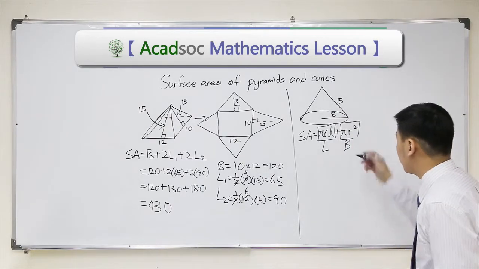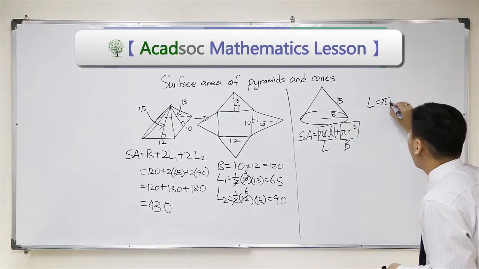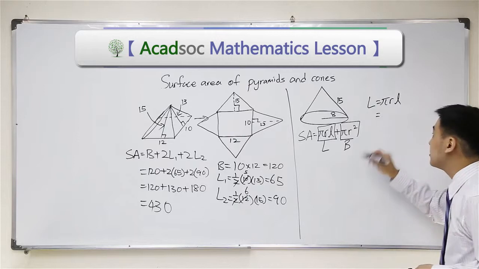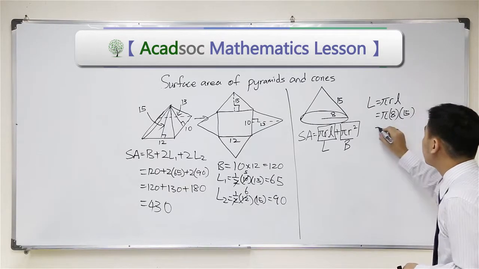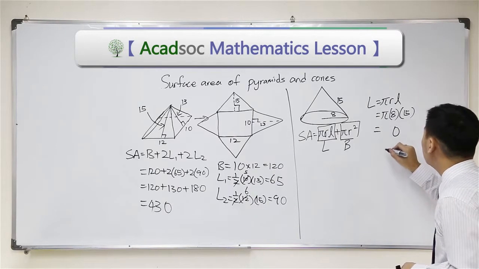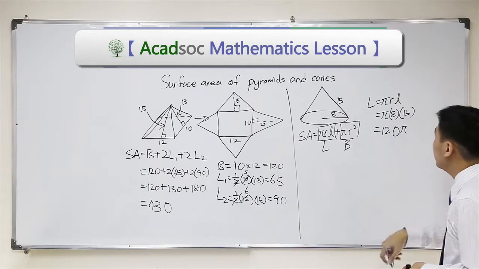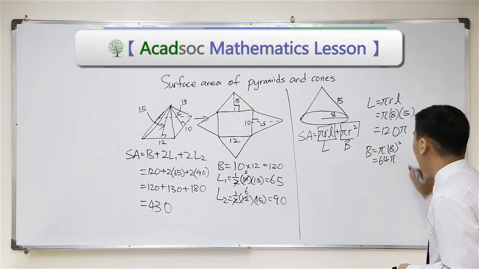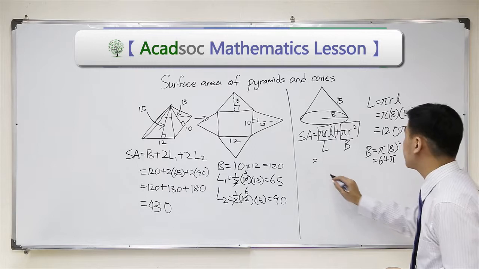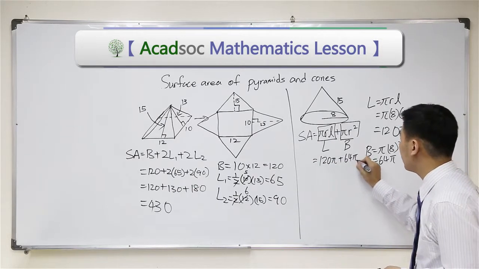So now that we know the relevant numbers, let's find the lateral area, which is given by pi R L. So in this case, pi times 8 times 15. And this is equal to 120 pi. Now for the base area, we have pi times 8 squared, which is equal to 64 pi. So let's just substitute the numbers. 120 pi plus 64 pi to get 184 pi.